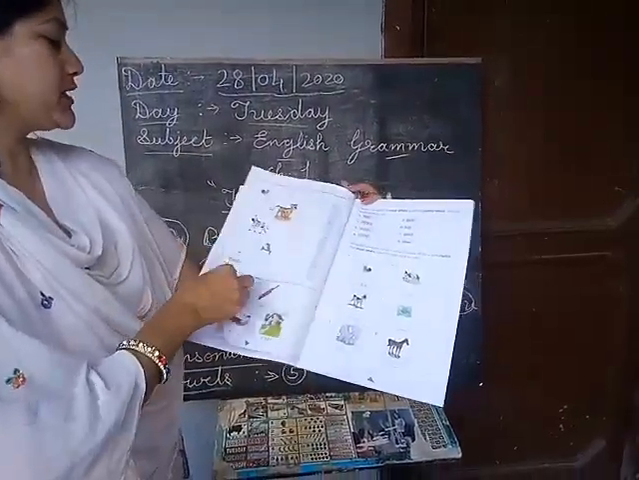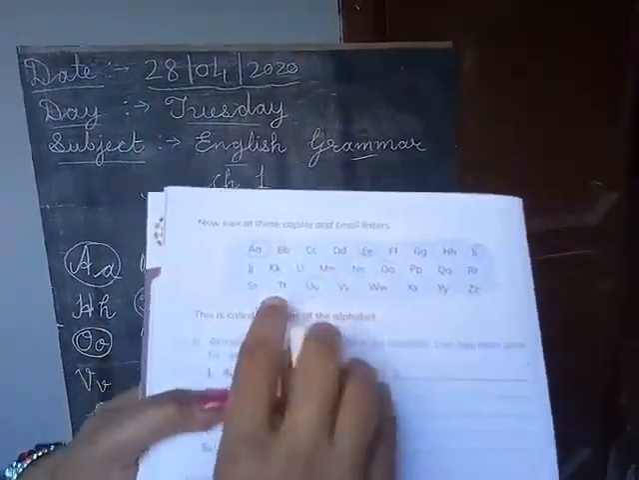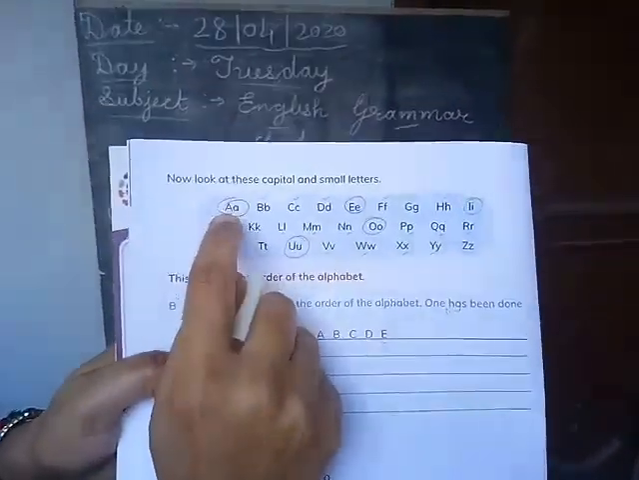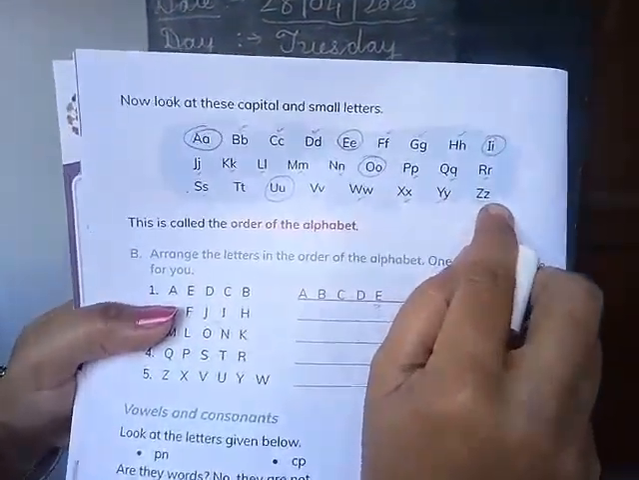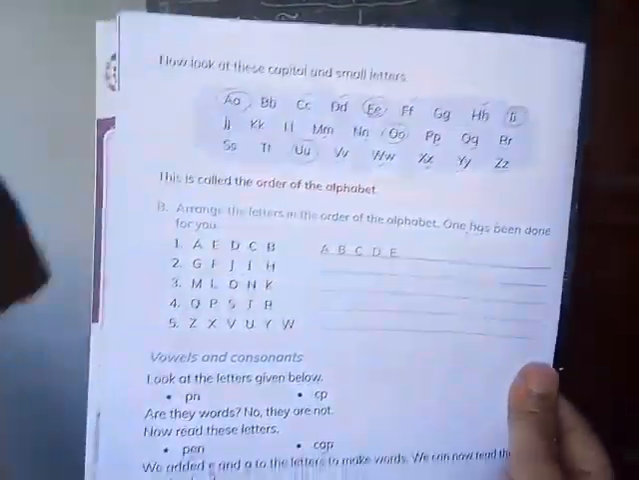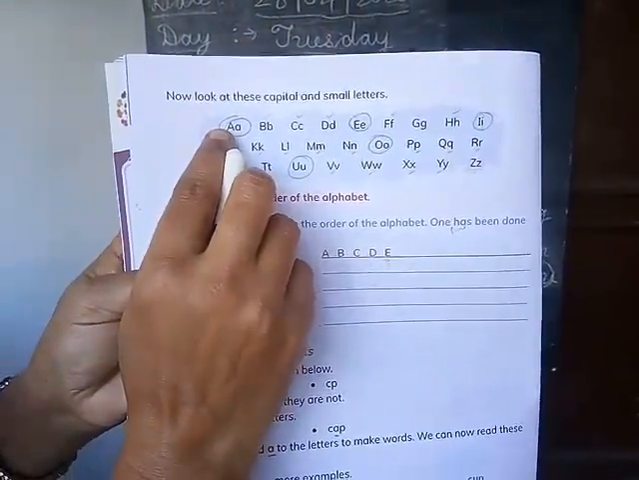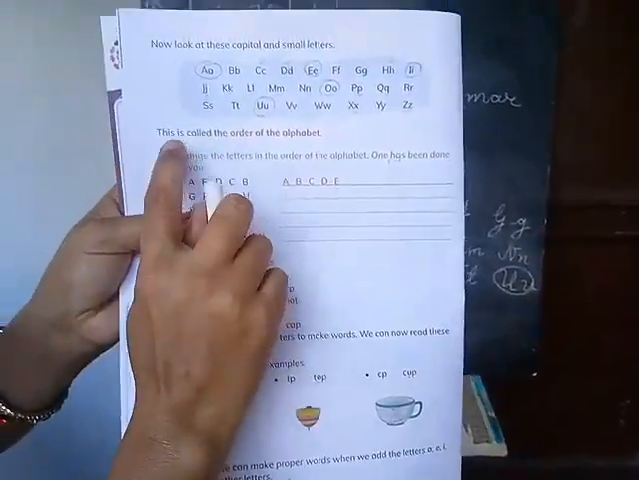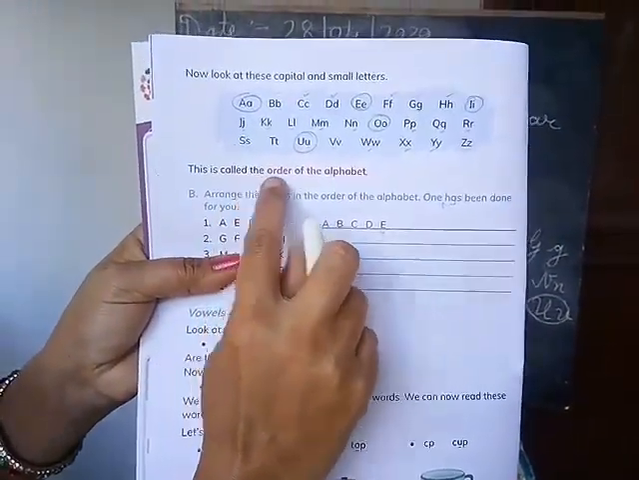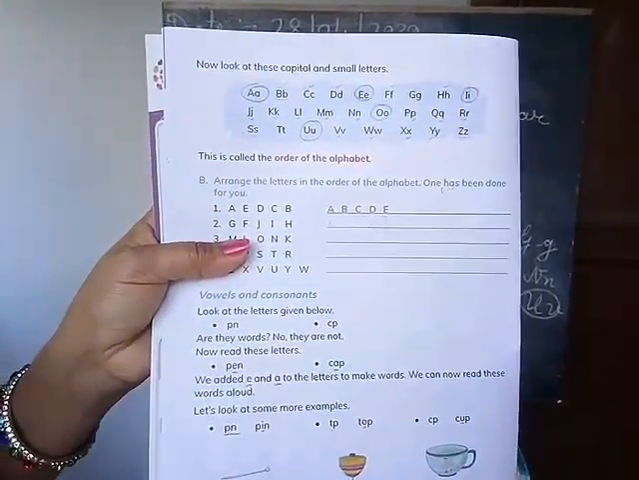So shall we start from page number 2? Have a look. It's given here, capital A, small a, up to capital Z and small z. It is simple writing. We call these big letters and these small letters. Now this is called the order of the alphabet. How do we arrange it in alphabetical order?